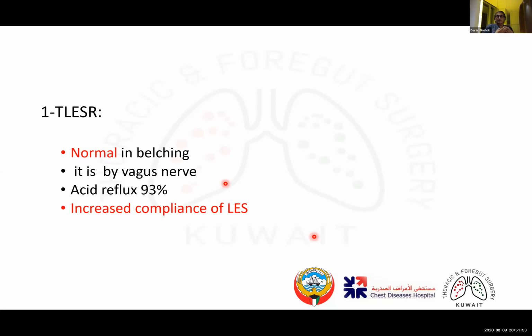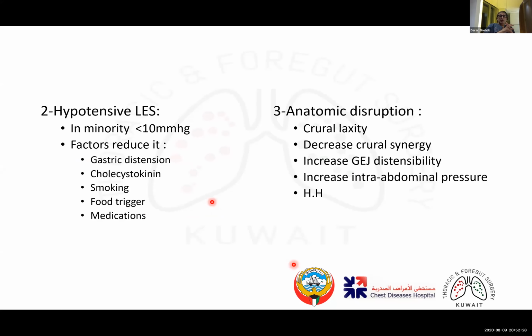During this venting, actually a lot of reflux happens, and this transient relaxation occurs when you have gastric distension. When you have gastric distension, basically you are initiating signals in the vagus nerve. And the LES will relax, allowing the acid or the stomach contents to reach the esophagus. The other factor is hypotensive LES.